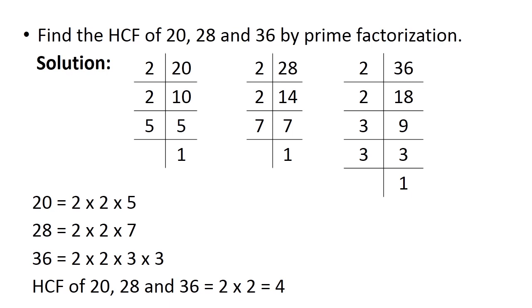So 20 is equal to 2 multiplied by 2 multiplied by 5. 28 you can write as 2 multiplied by 2 multiplied by 7, and 36 is equal to 2 multiplied by 2 multiplied by 3 multiplied by 3. So the HCF of 20, 28 and 36 is equal to, which are the common numbers? 2 and another 2. So 2 multiplied by 2, that is 4. So the HCF of 20, 28 and 36 is equal to 4.